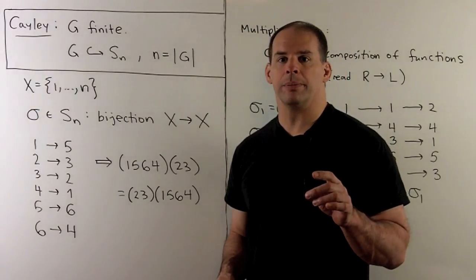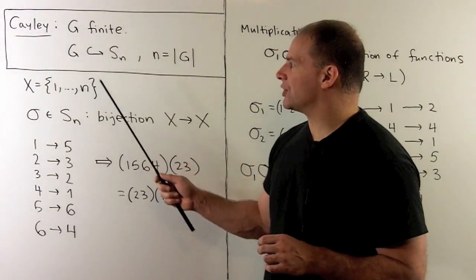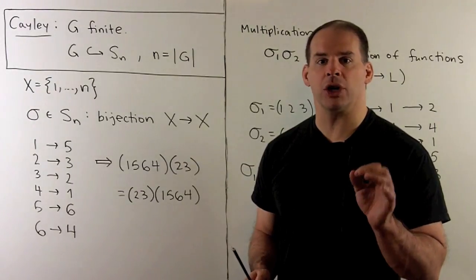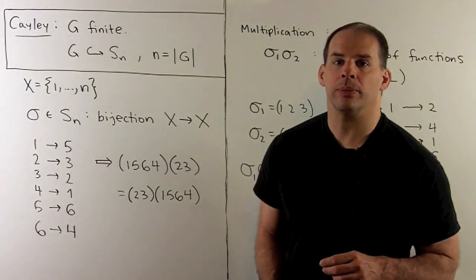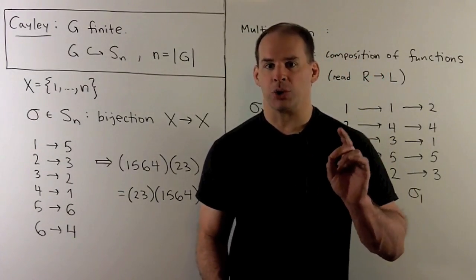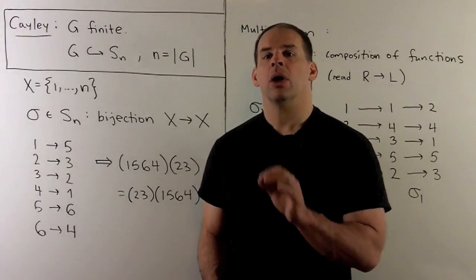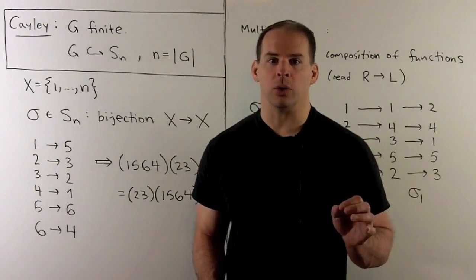Recall Cayley's theorem. G is a finite group. Then we can embed G as a subgroup of a symmetric group on n letters, S sub n, where n is equal to the order of the group. Because of this, we want a better understanding of the symmetric groups. We'll also define a new class of groups called the alternating groups.